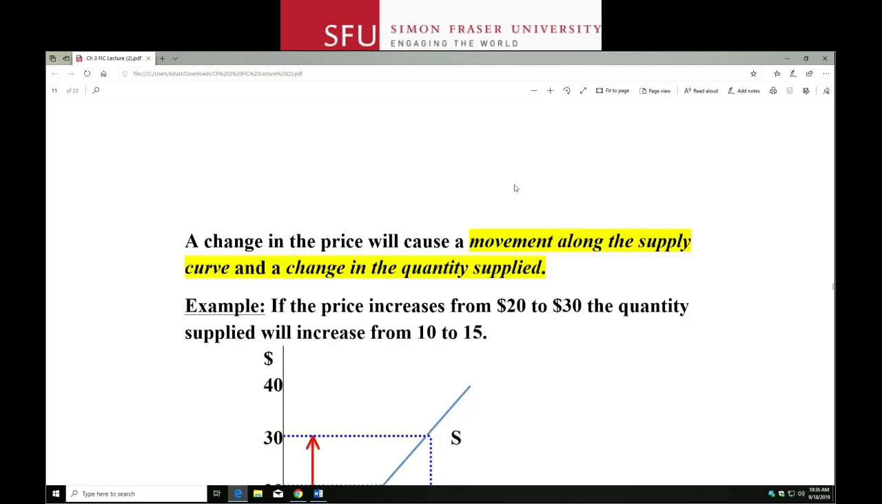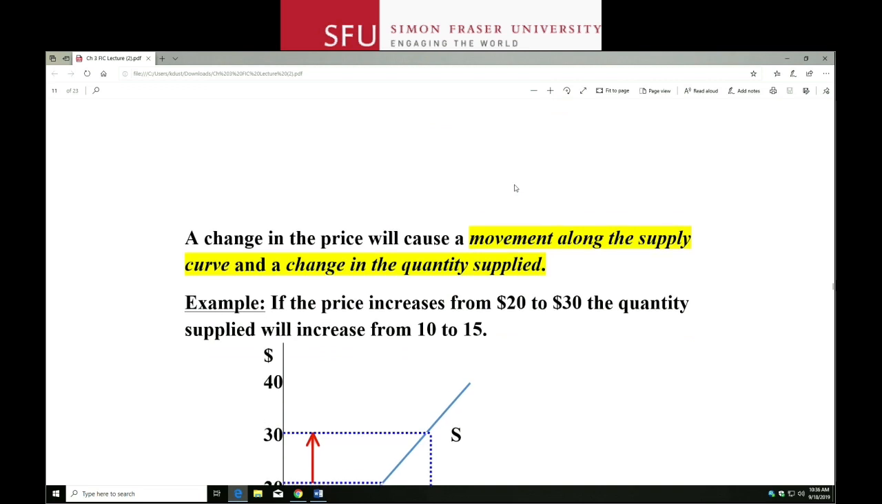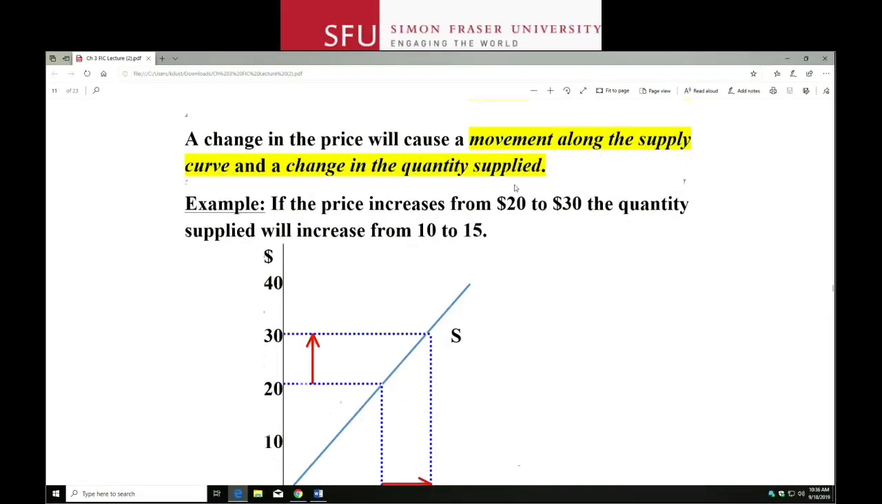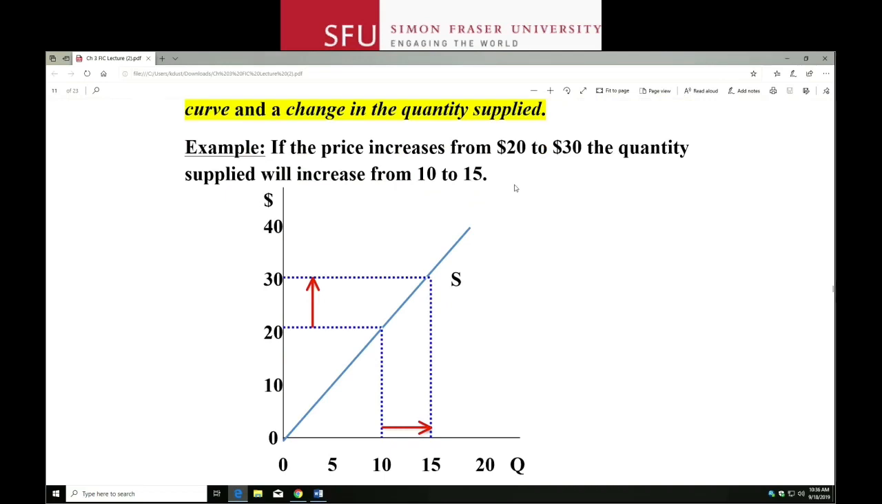All right, here the price increases from $20 to $30. So using that same supply curve, we can see then that the seller would increase the amount they want to sell from 10 to 15. So that will cause a movement up the curve.